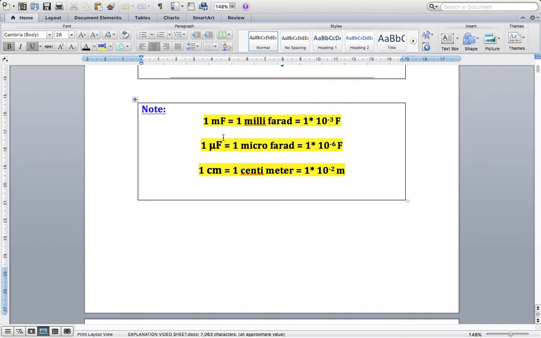Like that, if it is 1 microfarad, 1 μF, which is read as 1 microfarad, instead of micro you have to replace it with 10 raised to minus 6, which is double of this one. So micro is double of milli. And if it is centi, you have to replace centi with 10 raised to minus 2. These are the three things you have to keep in mind in the capacitance chapter.